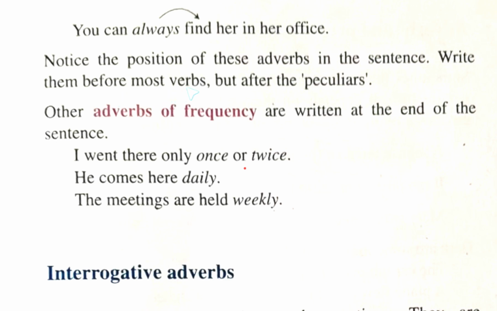We write them before most verbs but after the peculiars, meaning when we are getting this kind of verb, these are called peculiars in this place. Another thing we are getting here is that other adverbs of frequency are written at the end of the sentence, like I went there only once or twice. He comes here daily. The meetings are held weekly. In this place, see, once, twice, daily and weekly are adverbs, and they are adverbs of frequency.